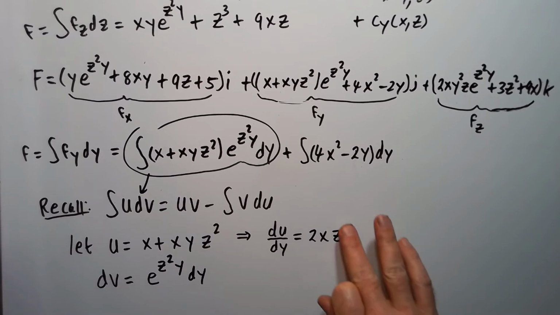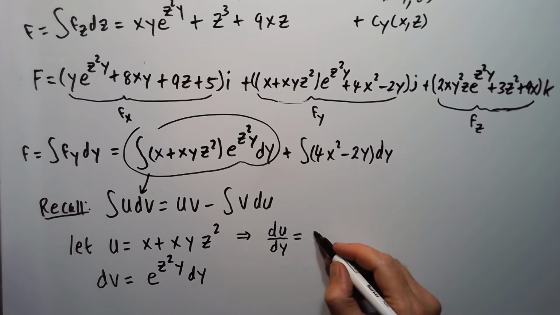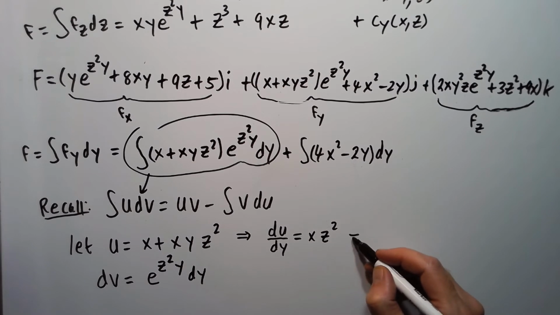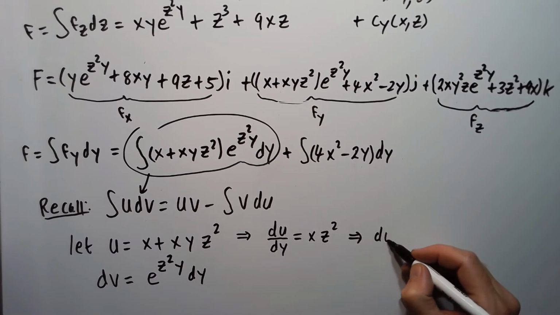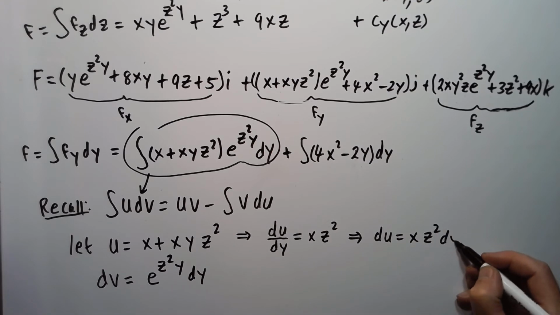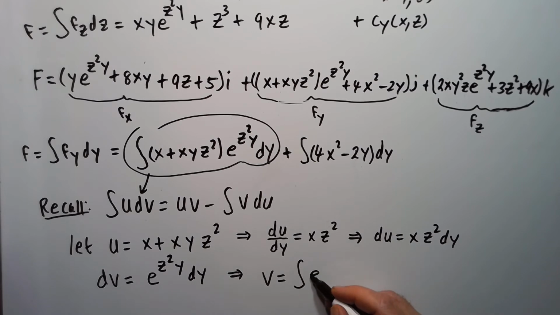Sorry, I messed up there. It's with respect to y, so it's going to be x z squared. So then du will be x z squared times dy, and our v over here will be the integral of e to the z squared y dy, and you can make a w substitution.